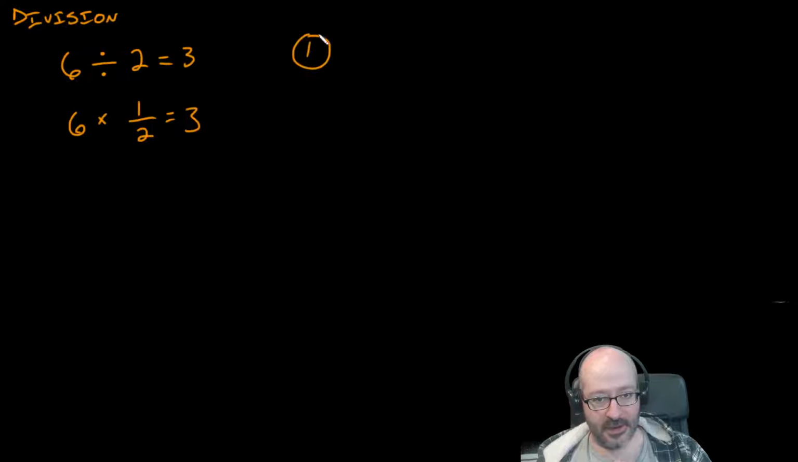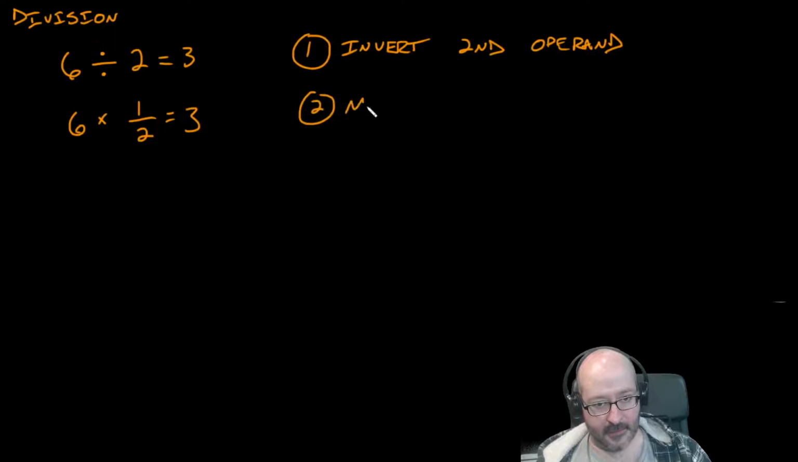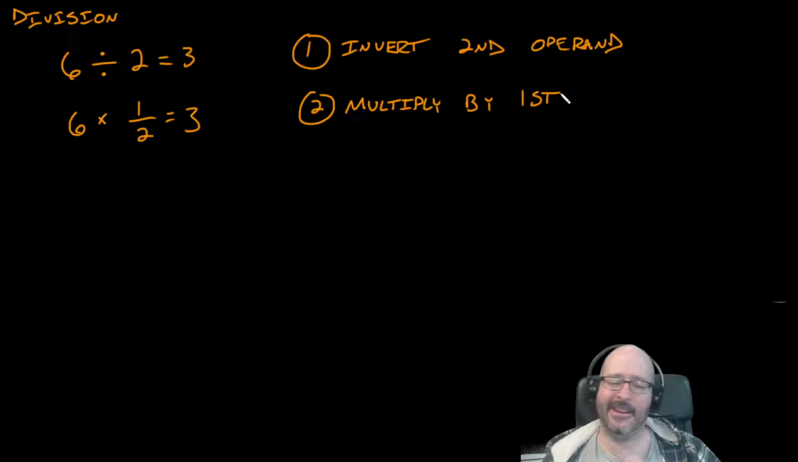So what we're doing here is invert the second operand, and multiply by the first. Kind of like subtraction, right? Except we were negating and adding, and now with division we're multiplying, or we're inverting and multiplying.